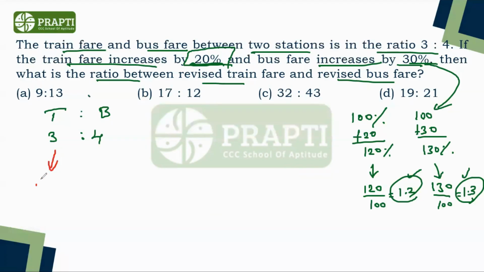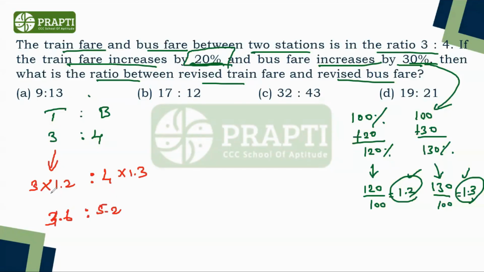So you are going to multiply this 3.6 into 1.2 because increased. At the same time, this bus is increased by 30, so it will be 1.3. So multiply this: 4 3s are 12, 4 1s are 4. So 4 plus 1, 5, 5.2.